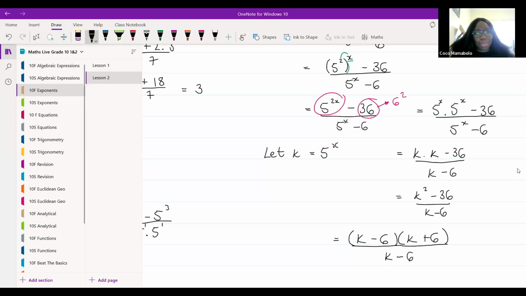Do we see something we can cancel? K minus 6, good. K minus 6 and k minus 6. So my final answer is then k plus 6. But we know that k was actually equal to 5 to the power of x, so 5 to the power of x plus 6.